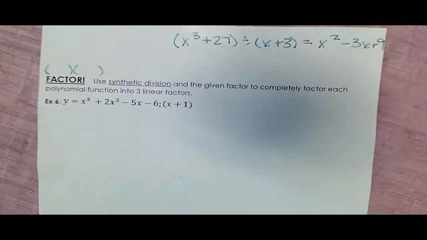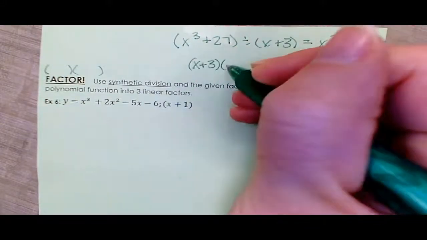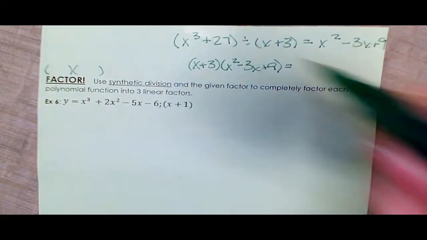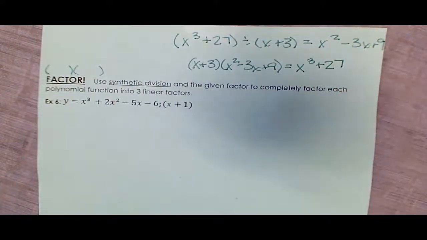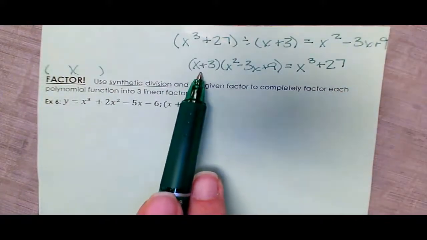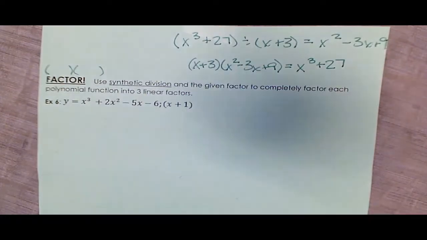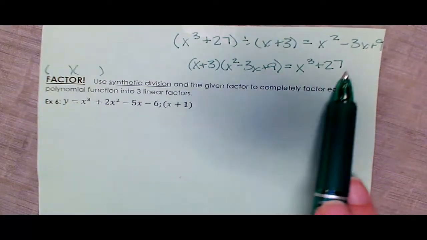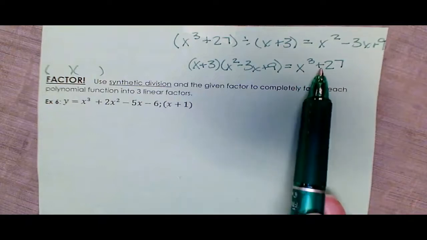So I could rewrite this to say that x plus 3 times my answer, x squared minus 3x plus 9, is equal to the larger polynomial, the x cubed plus 27. So the factors of x cubed plus 27 are x plus 3 and x squared minus 3x plus 9. It actually happens to be the sum of cubes. So if you want to check sum of cubes with the formula, with x cubed plus 27, you end up with this. So what we're going to try and do is put together the factors that create the larger polynomial.